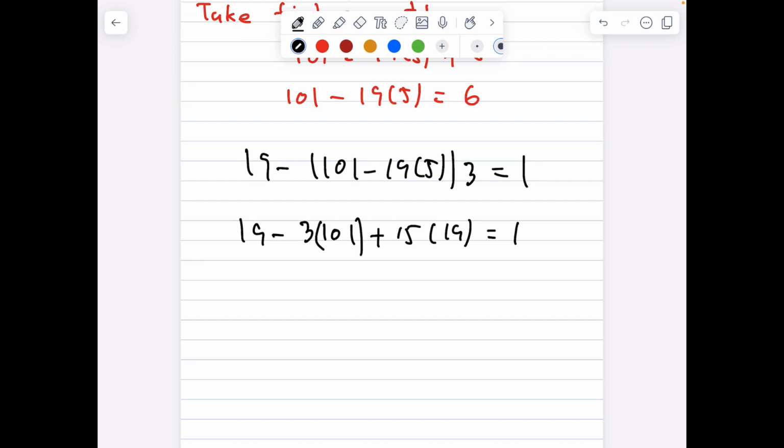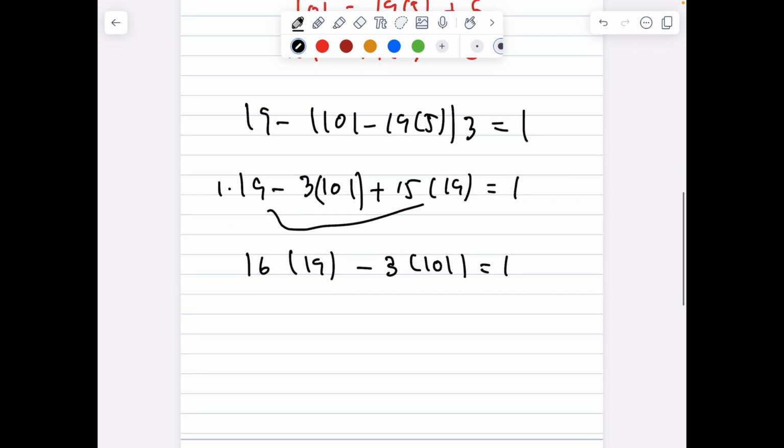Now I'm keeping the numbers as such. Let me explain that right now, because I'm going to find what that x that I'm looking for here is. So you have 19 plus 15 19s is 16 19s minus 3 101s, so that's all equal to 1. And that value of x that we're looking for is actually 16.